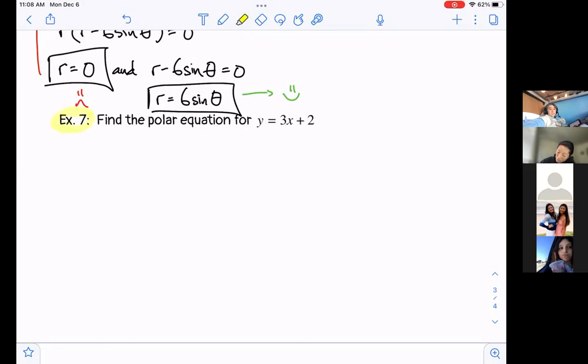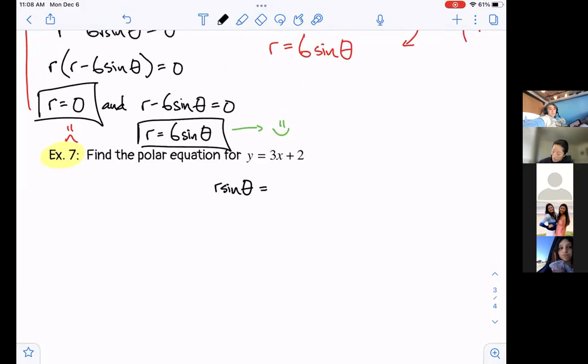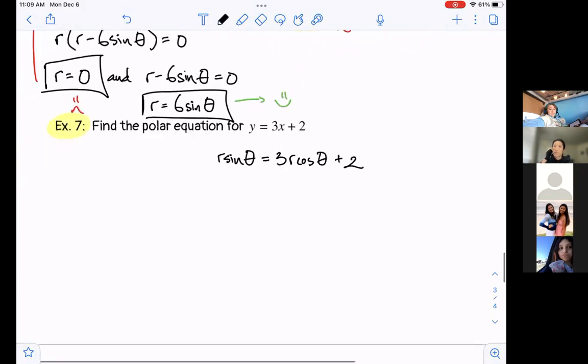Okay, so let's see. The y was r sine theta. The x's were what? What did we write for the x's in the conversion? R cosine theta, exactly. So we've got our r sine theta equals 3 r cosine theta plus 2. How come that has a plus 2 at the end? And how come there's a 3 in front of that cosine?